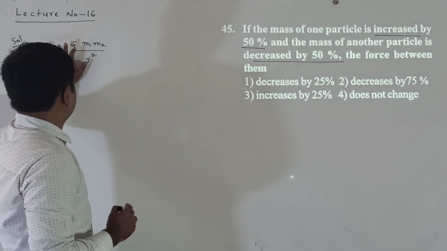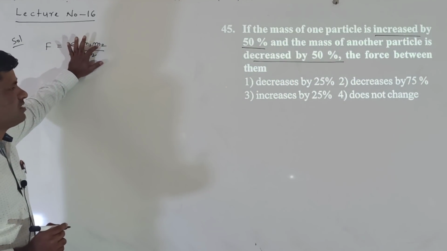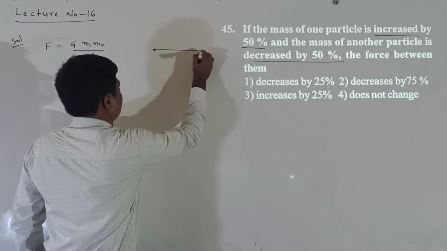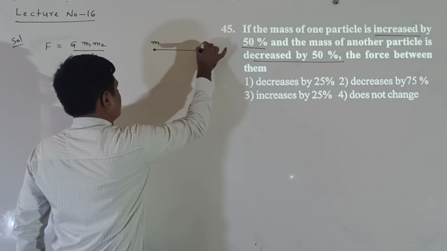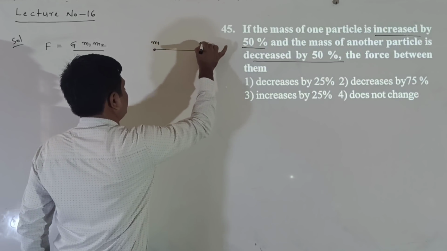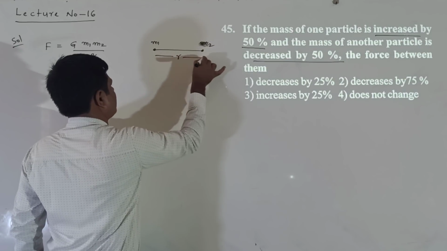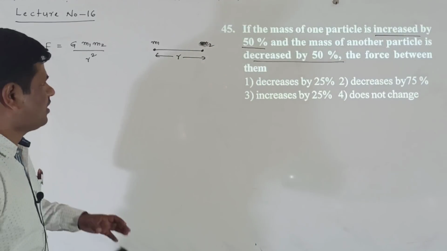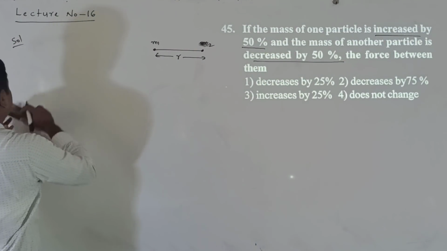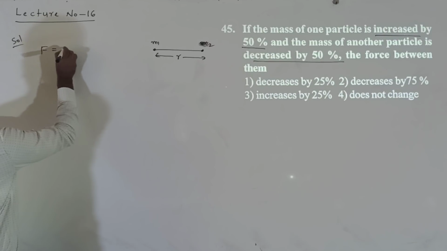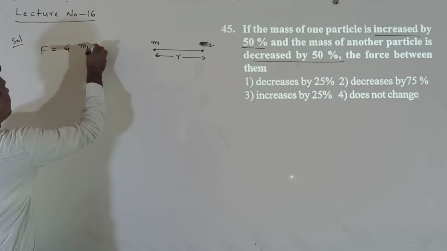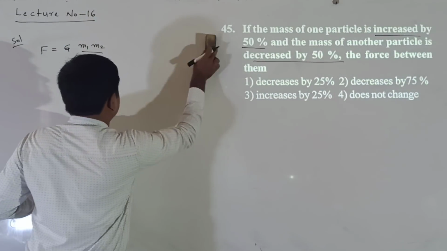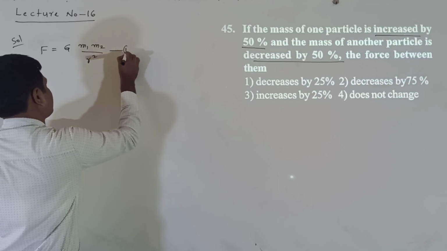First particle mass is m1, second particle mass is m2. The distance between them is r. They are separated by a distance of r. The force between them I consider as F is equal to G m1 m2 by r square. I am writing here again, F is equal to G m1 m2 by r square. This is the force between them. Now this is given as equation number 1.